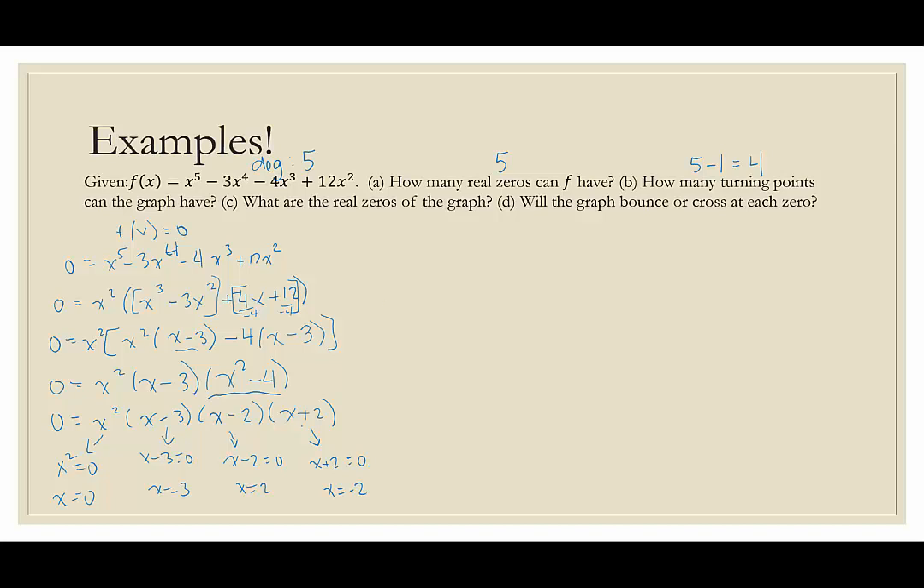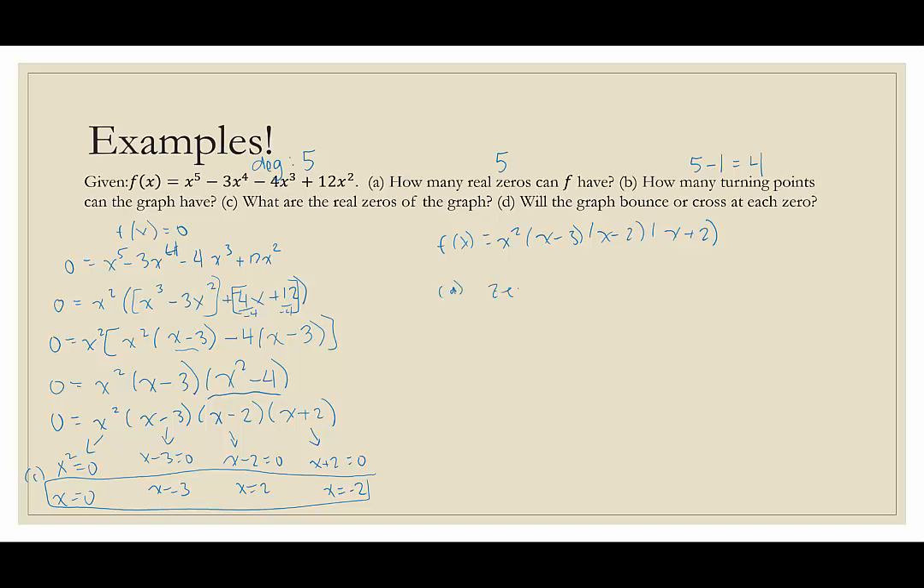So part D, I'm just going to take my factored form and put it up here, because that'll kind of help me focus. So I'm just going to say f of x equals x squared times x minus 3 times x minus 2 times x plus 2. I also probably want to answer, well, I guess I could just do this and say, look, here's part C. Yay! Okay. Let's go back. And now part D. So part D, we want to know, is it going to bounce or cross at each 0?